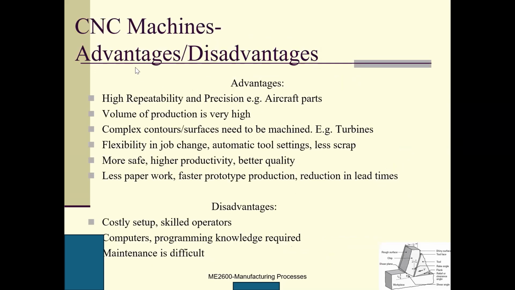CNC machines: advantages and disadvantages. For anything, we have some advantages and also limitations. The advantages of CNC include these six aspects. The first one is high repeatability and precision. For example, for aircraft parts, we want to use CNC.